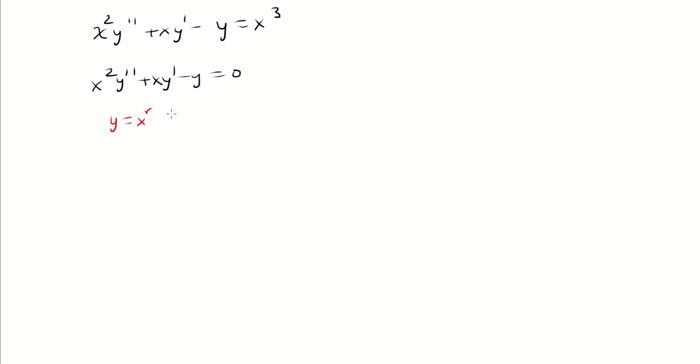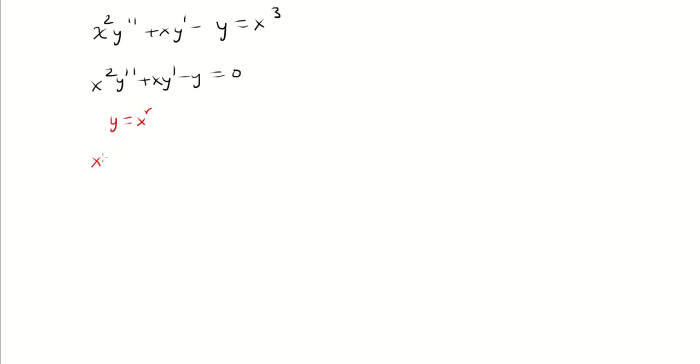Determine the general solution of the differential equation x squared times y double prime plus xy prime minus y equals x cubed. First, we're going to solve the homogeneous case, so when this thing is equal to 0. So we're going to let y be x to the r, because we're going to assume the solution is going to be of that form.